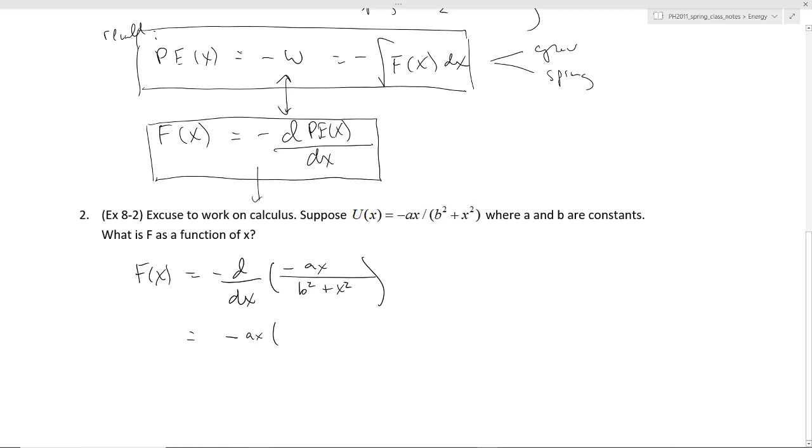Well, that would be, b squared will be a constant. Wait a second, I'm doing this backwards. Low, d high. So the derivative of this would just be negative a minus high, d low. So the derivative of the numerator here, this would be a constant. We'd pick up a factor of 2x, all over the square of what's below.